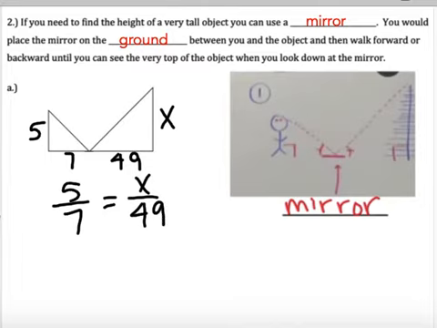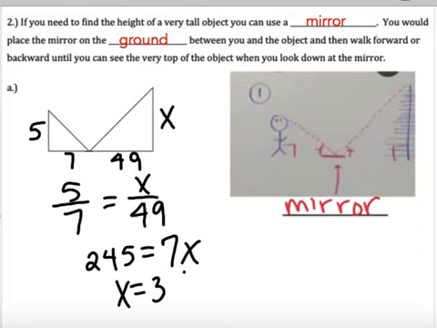Set cross products equal to each other. 5 times 49 is 245. 7 times x is 7x. Divide both sides by 7. You can see that this tree then is 35 feet tall. Okay.